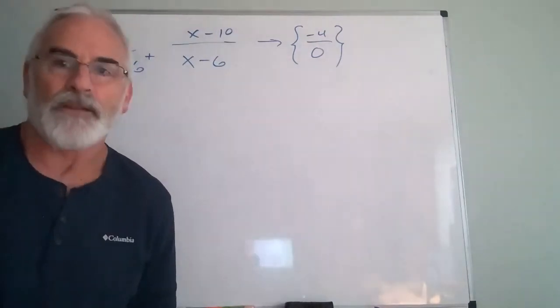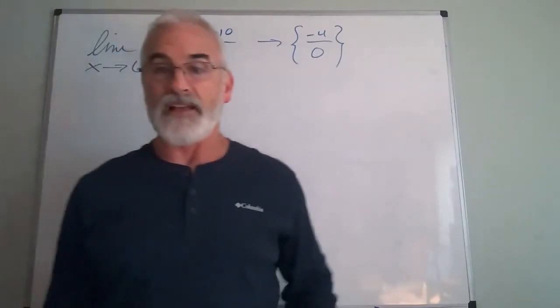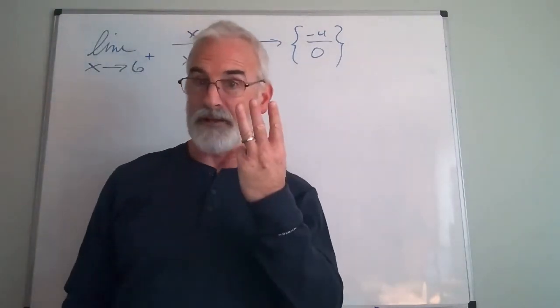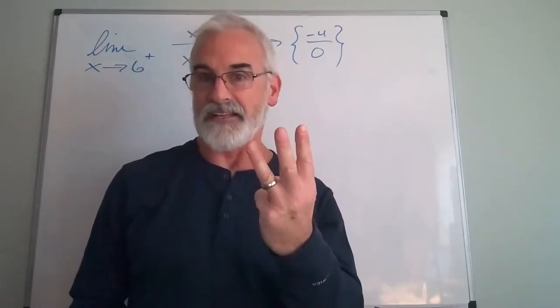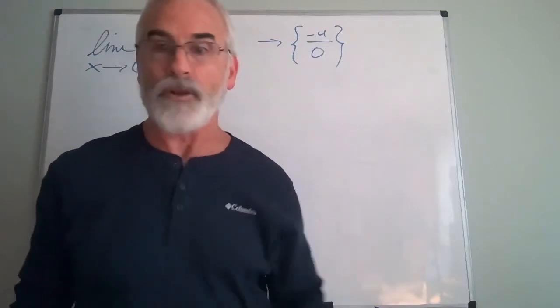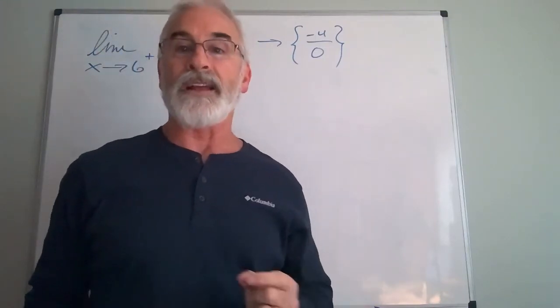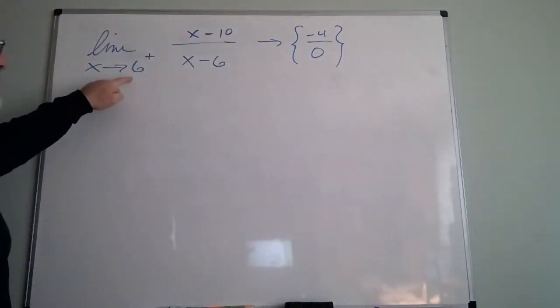Problem is, a limit cannot be undefined. That's not an option for a limit. Remember, I mentioned this last time. A limit has only 3 possible answers: finite, infinite, or does not exist. Undefined means you actually tried to divide by 0. You can't divide by 0. We're asking what's happening as I approach 6, not what's happening at 6.